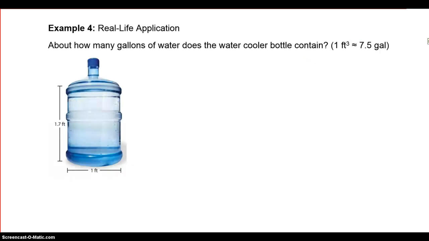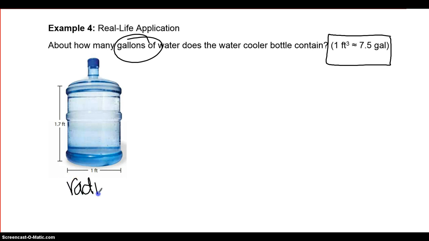Next problem, about how many gallons, that's the key word here, of water does the water cooler bottle contain? The key thing here is 1 foot cubed equals approximately 7.5 gallons. So the way we're going to go about this problem is we are going to first calculate the volume of the bottle. The diameter is 1 foot, which means the radius is 0.5 feet. And the height is 1.7.